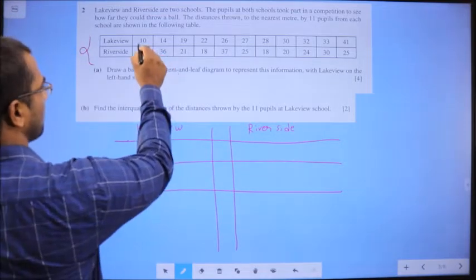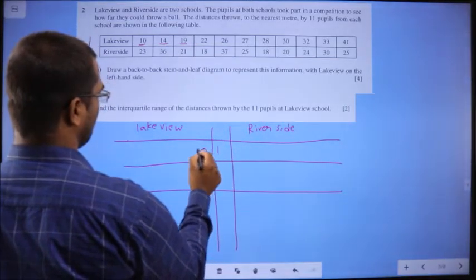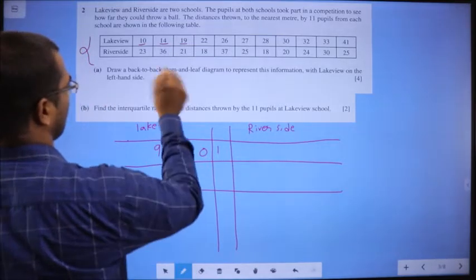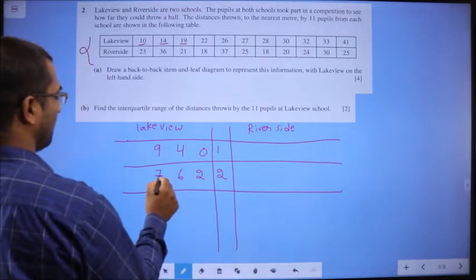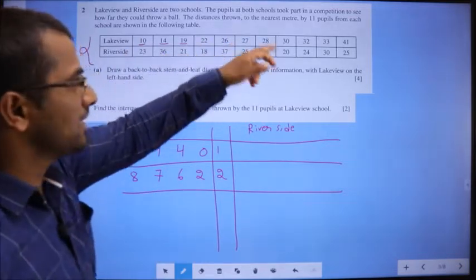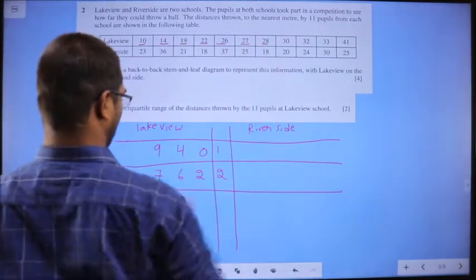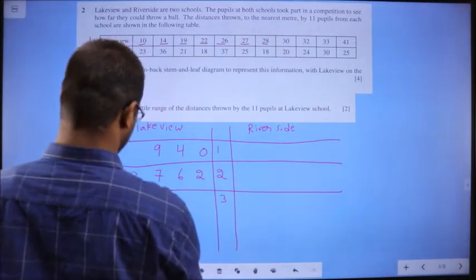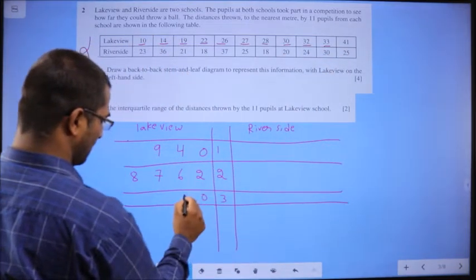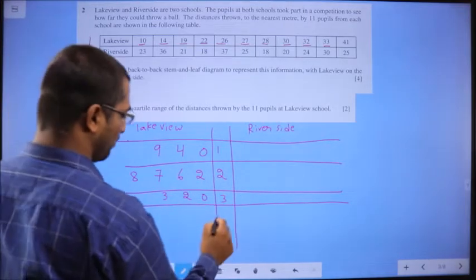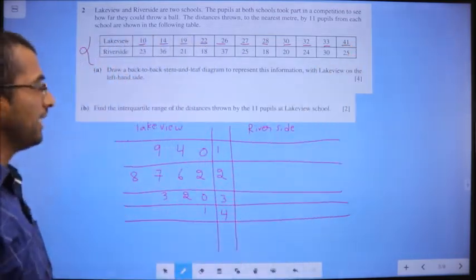Lakeview, what is the smallest? 10, 14, 19. So if I go with stem 1, then it will be 0, 4, 9. Next with 2, it will be 2, 6, 7, 8. It's already arranged in increasing order, so that makes our job easier. We are done with these. Next with 3: 0, 2 and 3. Next with 4, I have only one, that is 1. So we have completed Lakeview.